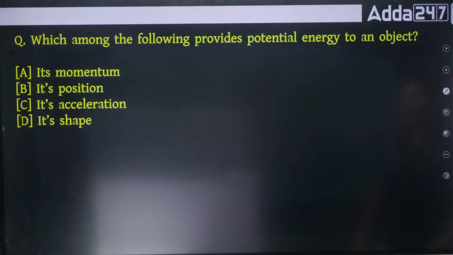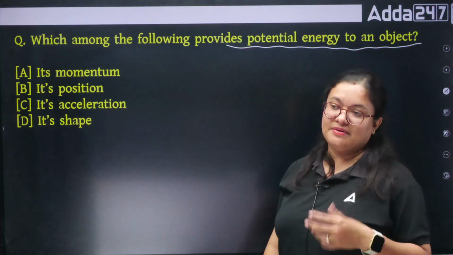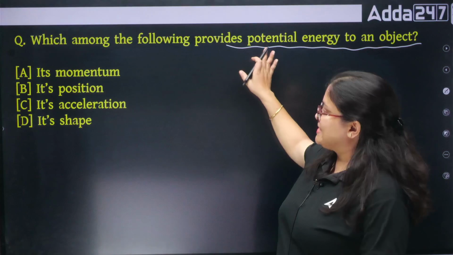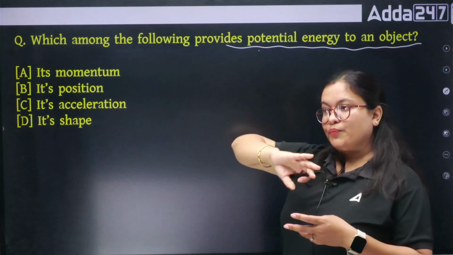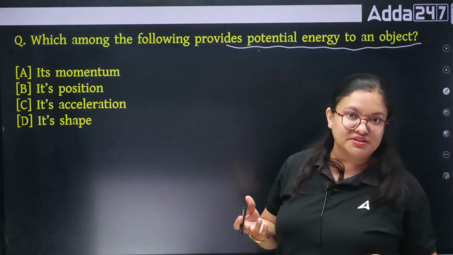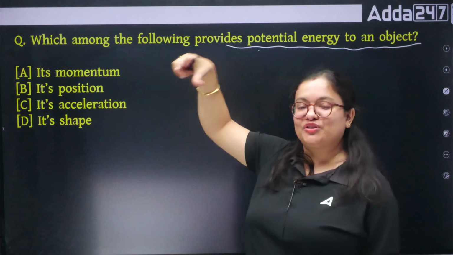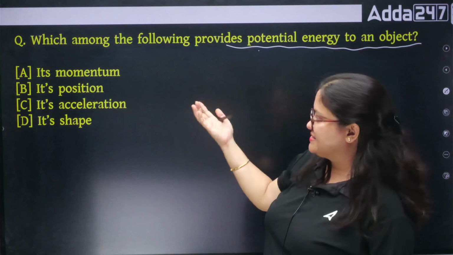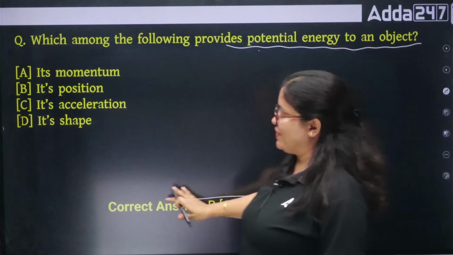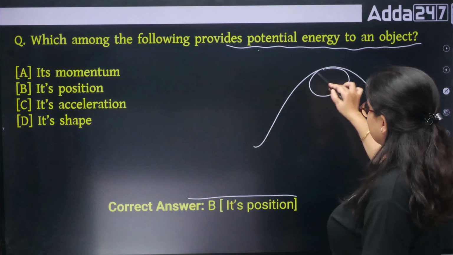Next question, which among the following provides potential energy to an object? Whenever we talk about different types of energy, sometimes the question may ask about kinetic energy, sometimes about potential energy. Whenever we talk about potential energy, we usually use this word when we are talking about a dam or a roller coaster. When we are at a height, the potential energy is highest. So I think it's given already. Yes. Whenever we talk about potential energy, it is always about the position where it is. Means when we talk about a roller coaster, okay. So here the roller coaster has been moving.